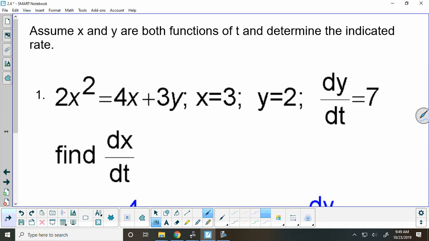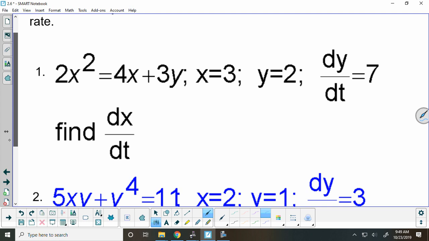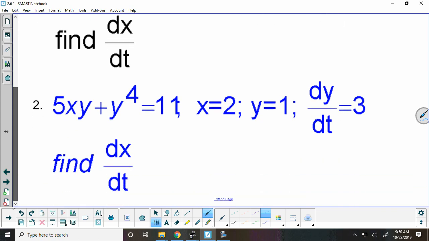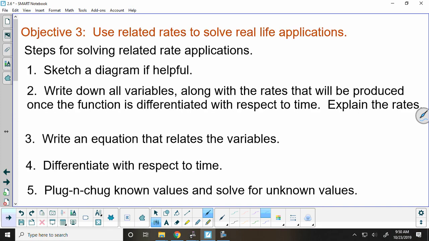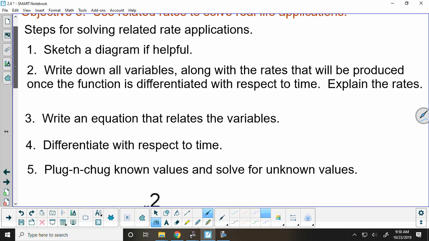Do you need any more examples? I got lots of them. You don't want any more? Are you tired? Look at that. Do you want to do one on your own? You don't want to do that either? Okay, so let's do this. At least start to write this for me.